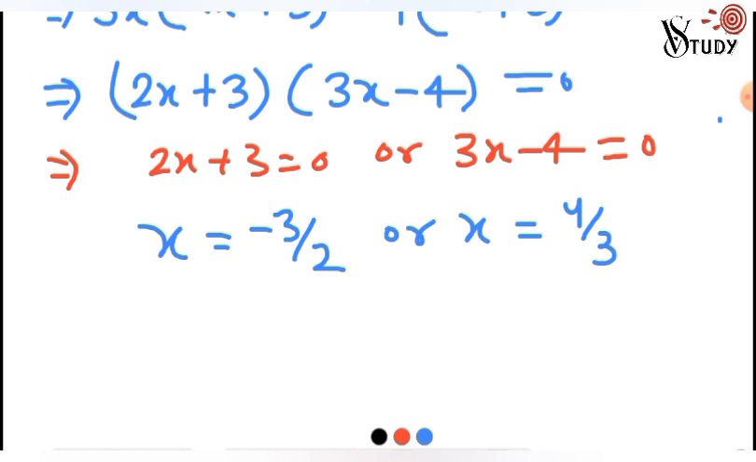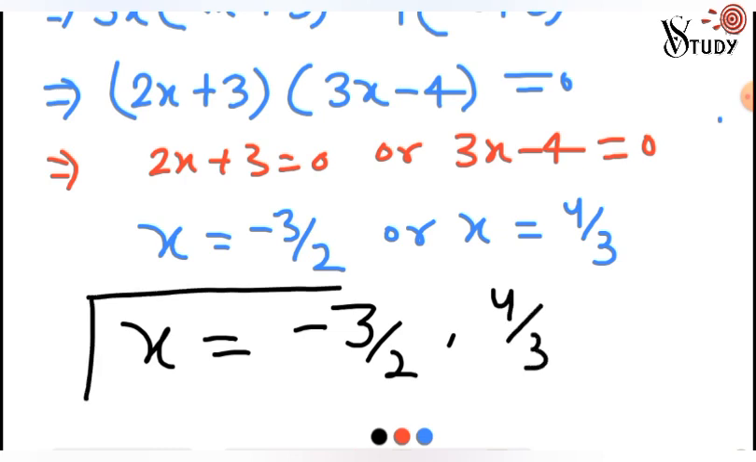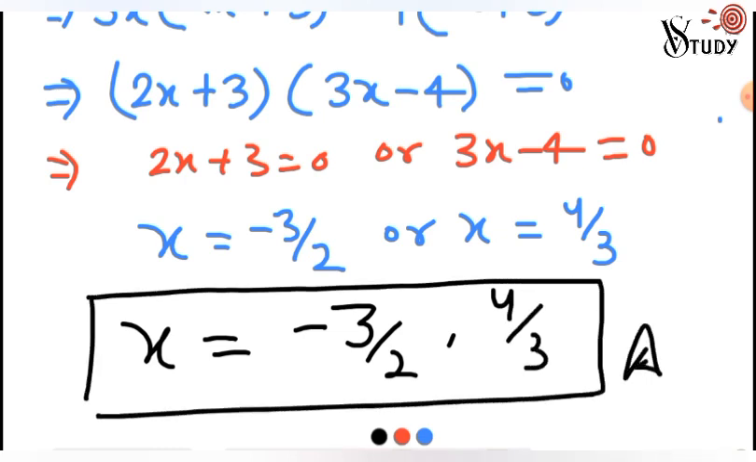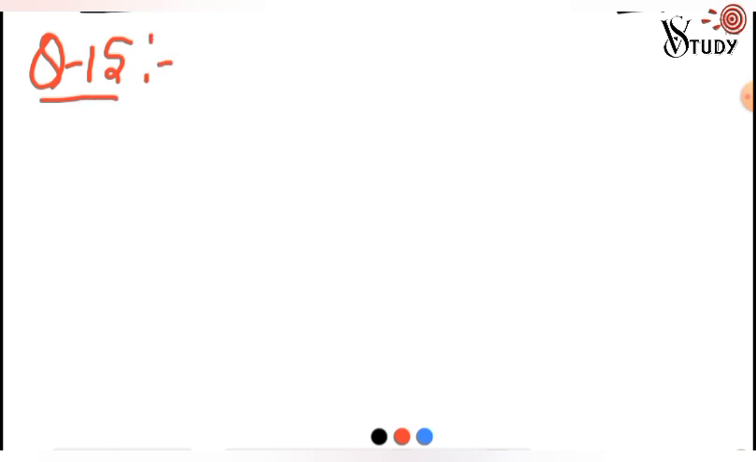So the final solution of this quadratic equation is negative 3 by 2 and positive 4 by 3, or we can say that these are the zeros of this quadratic equation. Let's move to question number 15, the last question of this video. Question number 15 from R.S. Aggarwal book, chapter Quadratic Equation, exercise number 4A, page number 183.